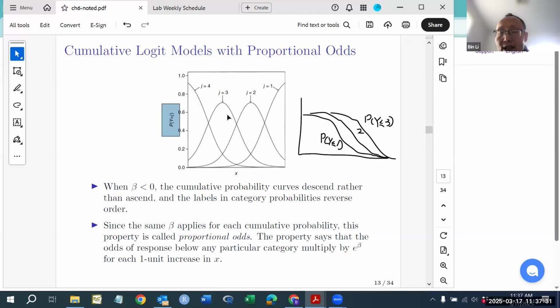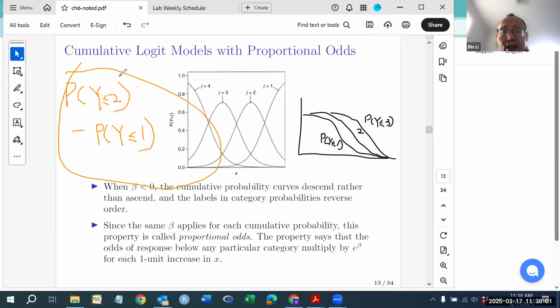Okay, so how do we get that? It's not difficult. Let's say we have the probability of y less than or equal to 2, so we have this model, minus the probability of y less than or equal to 1. What does that give? If we do the subtraction, we get the probability of y equals 2. Is that right? So we can easily get that.